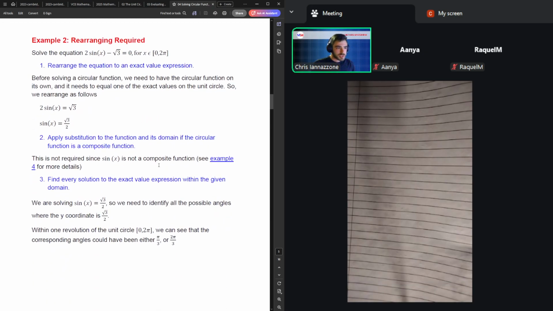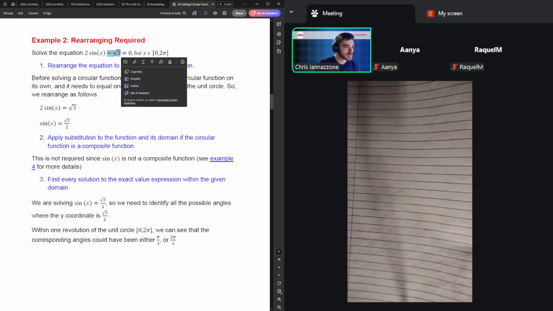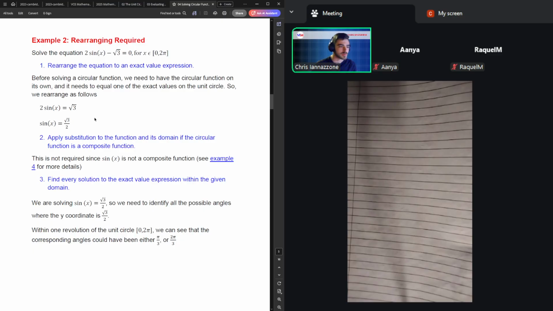Sometimes you'll have to do a bit of rearranging, right? Like this one isn't super easy to see exactly what's going on there. The ultimate goal is to essentially get the circular function on one side and then one of the exact values that exist on the unit circle on the other. So like, yes, there is 0 on the unit circle technically, but because we don't have the circular function on its own like this, we can't really just look directly onto it to get that. We need to get the circular function on its own first.